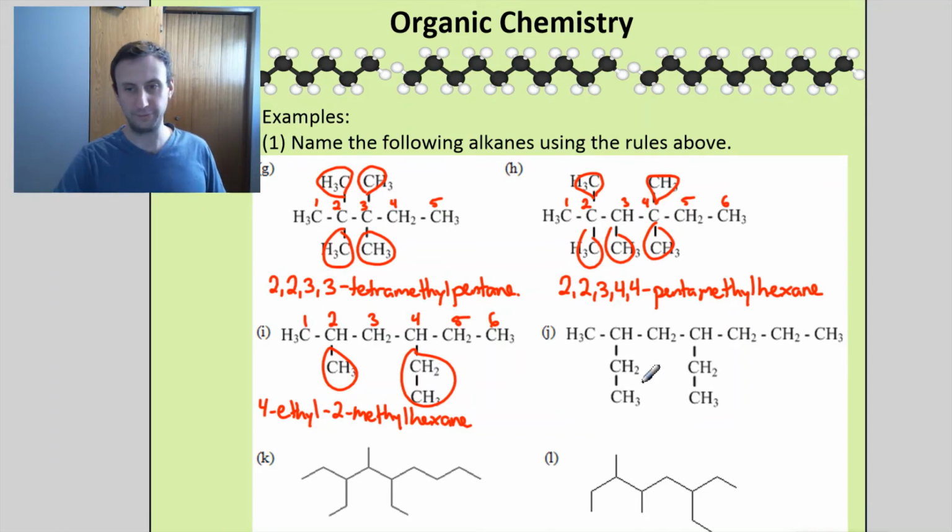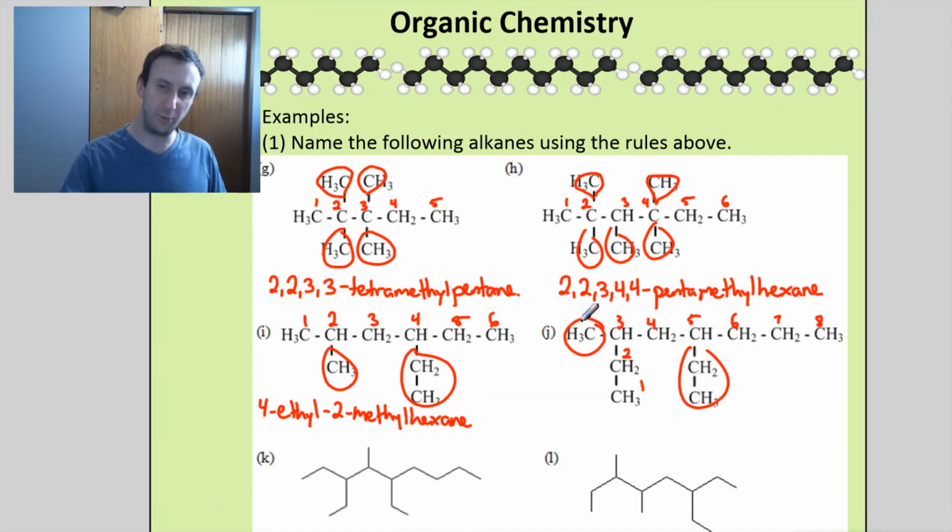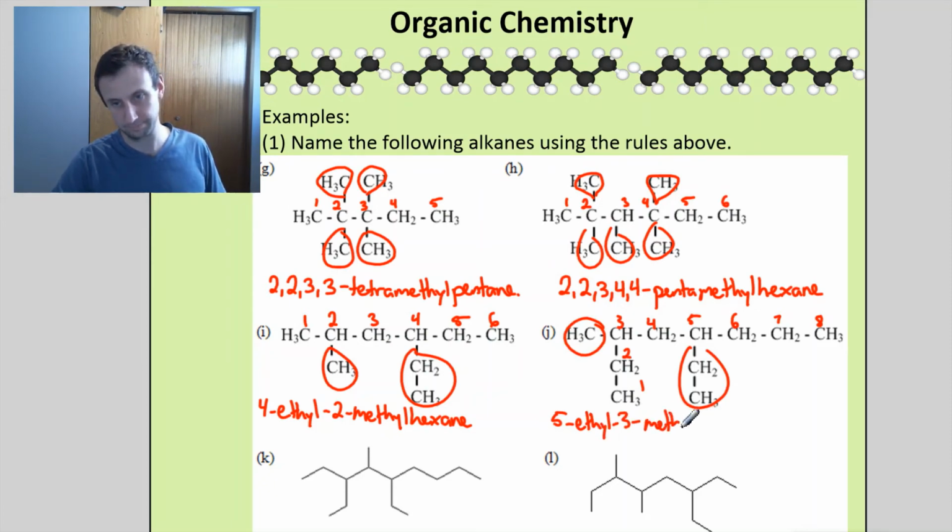So the answer for this is we would go 1, 2, 3, 4, 5, 6, 7, 8, leaving this as an ethyl branch and this is a methyl branch. A lot of you probably went left to right on this, but again, I need to find the longest possible chain. So be careful with these kind of twisty ones and make sure that you are getting the longest chain. So what I end up with then is 5-ethyl, 3-methyl, octane.